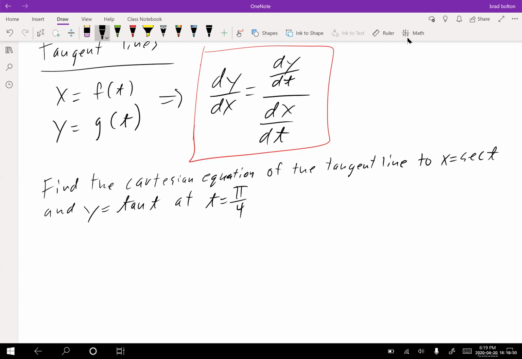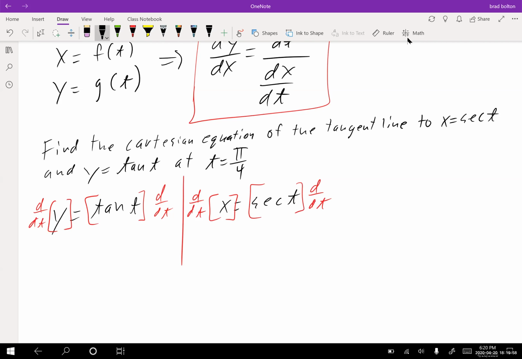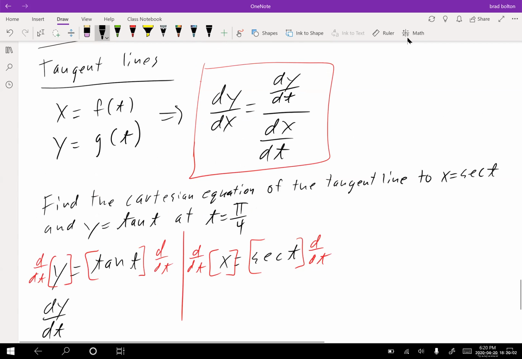So I'm going to have y equals tan t, and I'm going to have x equals secant t. Now I'm going to take d/dt of both sides. I'm going to take the derivative of both sides with respect to t. I'm going to do the same over here. And this will become dy/dt, which is good because I have a dy/dt in my formula up here.